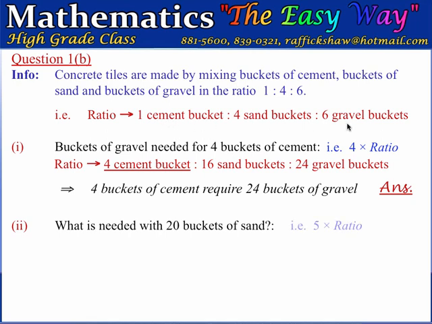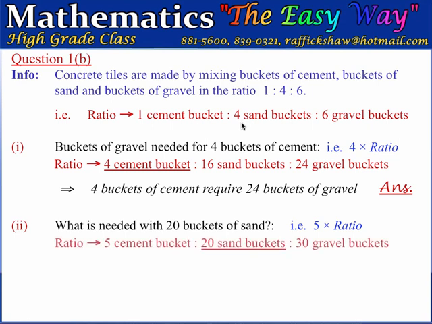We're going to multiply the ratio by 5 such that the number of buckets of sand in the ratio will become 20. And so let's show that calculation. When we multiply the ratio by 5, we get 5 multiplied by 1 is 5, so we'll have 5 buckets of cement. The 4 multiplied by 5 here will give us 20. That's 20 buckets of sand, which is what we want. And then when we multiply the 6 here by 5, it becomes 30.